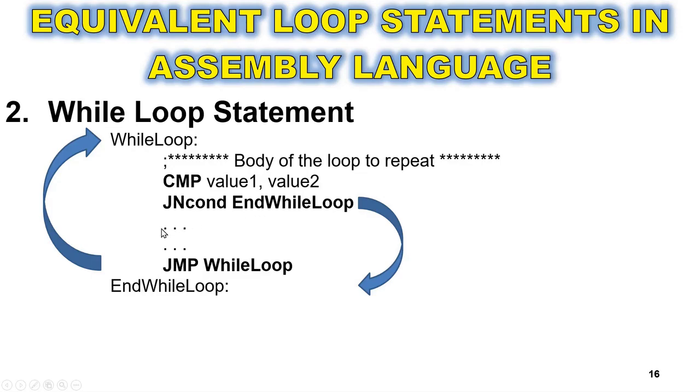Instead, it will move on to the next command, until it reaches the last command, which is the unconditional jump JMP to the label while loop. So this command JMP while loop will jump to the label while loop without any condition, so that it will repeat the body of the while loop.